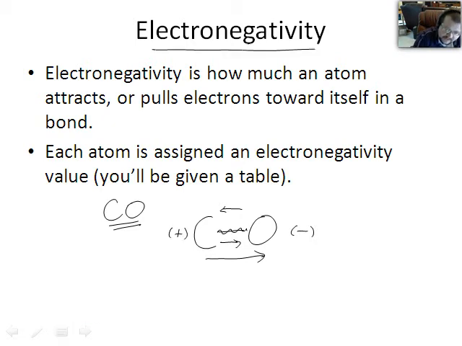Now, electronegativity describes exactly how hard these atoms are pulling within their bond. So it would tell us, is oxygen pulling harder, is carbon pulling harder, or are they pulling roughly evenly? This is going to make a difference in the behavior of these molecules and compounds. So you'll be given a table of electronegativity, which we'll see a little bit later in the lecture.